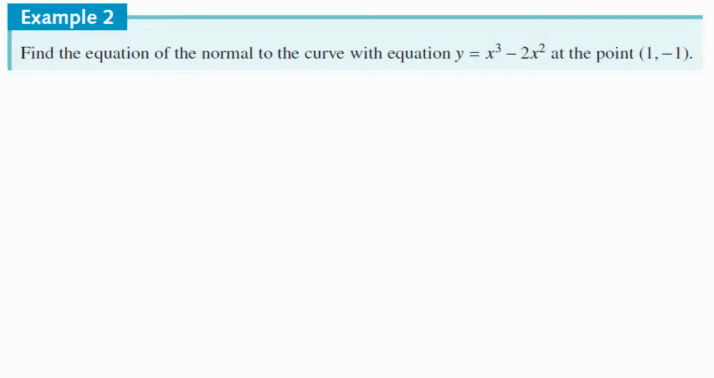Let's go to the next one. Example 2. Let's go back to this point here. It says find the equation of the normal to the curve with the equation y equals x cubed minus 2x squared at this coordinate. First question is, anyone know what the normal means? What is this called again? Yes. Like a perpendicular line to the tangent. Good. Perpendicular line to the tangent.